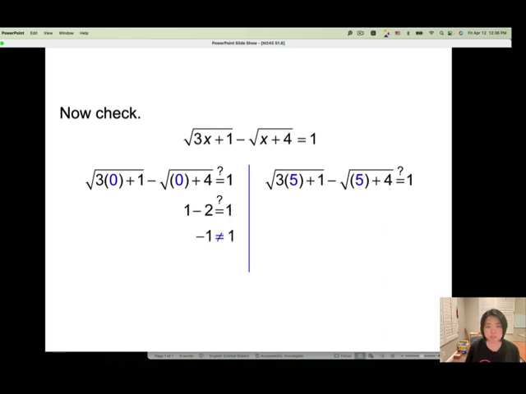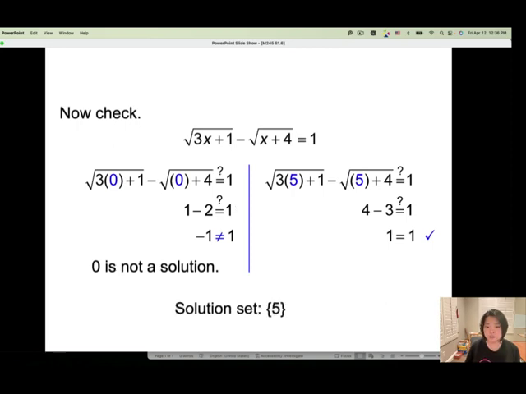Okay, I got the first solution, negative 1 not equal to 1, right? This is a false statement. So x cannot be equal to 0. This guy, I got 1 equal to 1, right? So this is a true statement. So x is equal to 5. We only have one solution, x equal to 5. So make sure you double check your work.